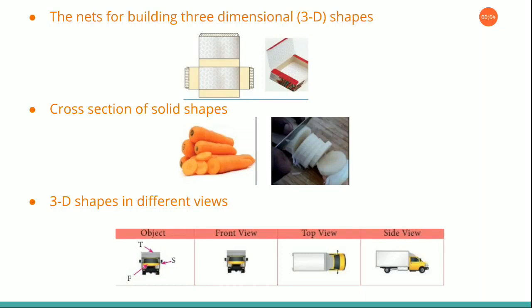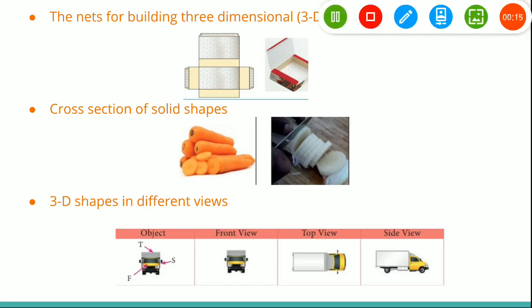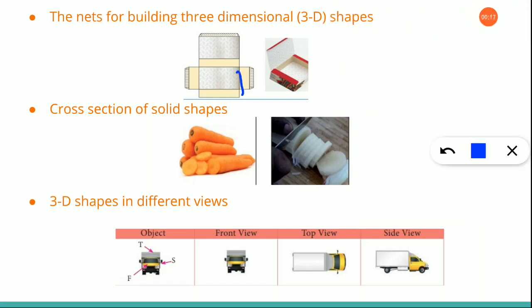The first one is nets for building 3-dimensional shapes. Have you seen a shoe box or a cake box, anything like that? The box, you can see that it folds clearly. It will be clear so that anyone can fold it in that shape, right? So these flaps are called nets. First it is being designed in a 2D shape, and with the help of these nets only we are making it into a 3D box.